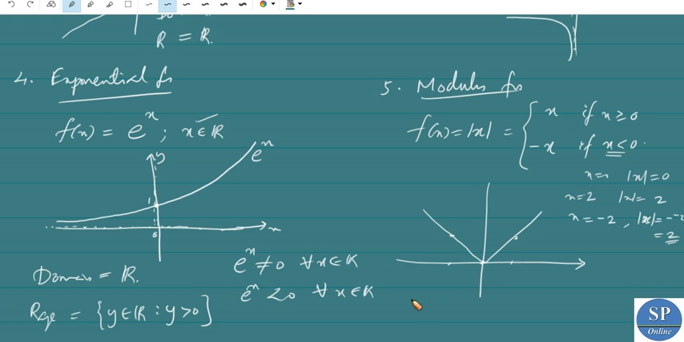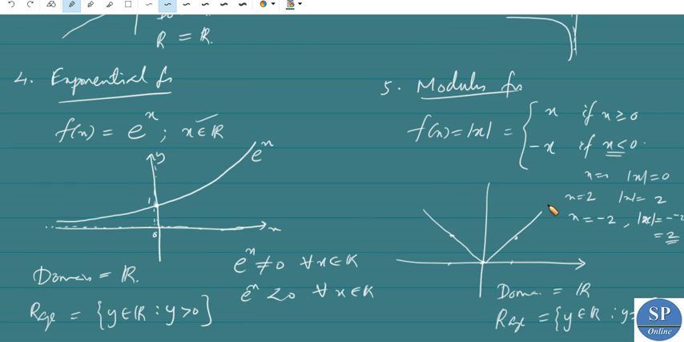So what will be the range and domain? So domain here, we can assume any real number. So the domain is the set of all real numbers. And what about the range? The value will not be negative. So range is the set of all y in R such that y is greater than or equal to 0. That is the non-negative real numbers. The set of all non-negative real numbers will be the range of the modulus function.